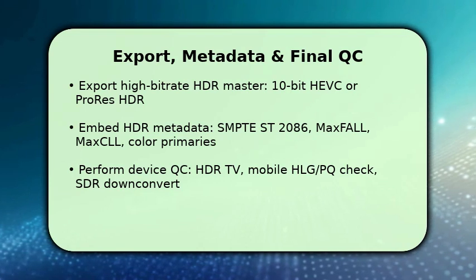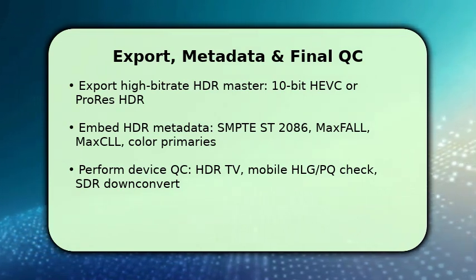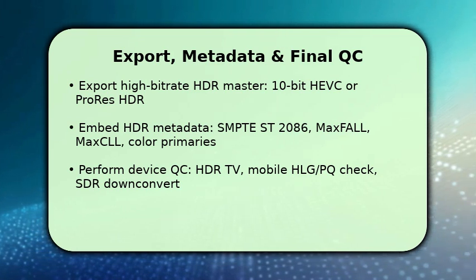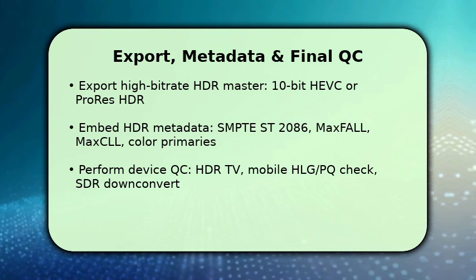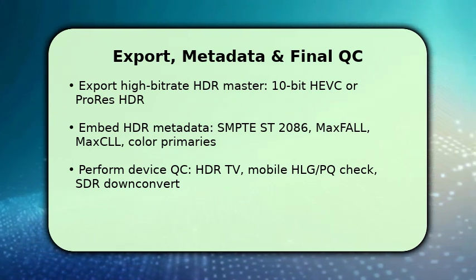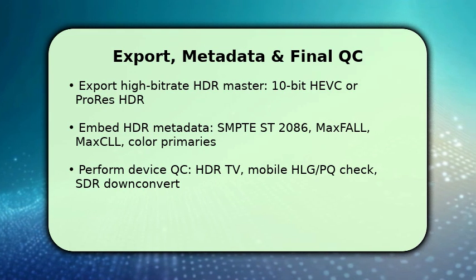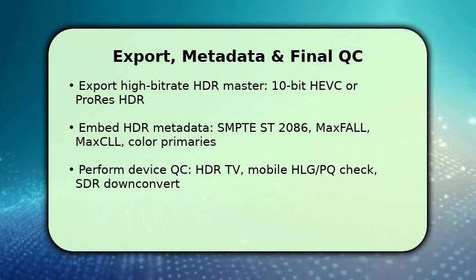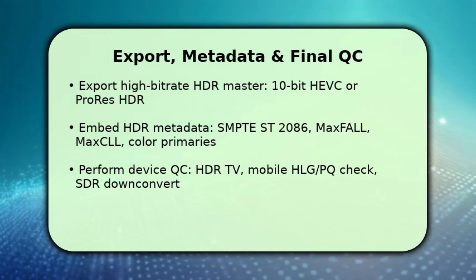Finish by exporting a high bitrate HDR master using a suitable codec like 10-bit HEVC or ProRes with HDR flags enabled. Include SMPTE ST 2086, MaxFALL and MaxCLL values, and correct color primaries. Once done, create delivery variants, PQ or HLG, and a carefully made SDR downconvert using a verified tone map.